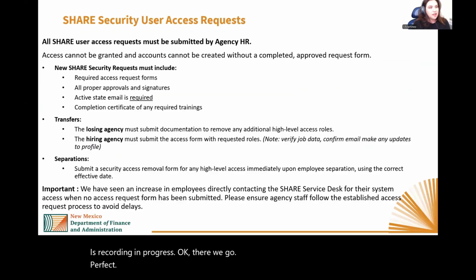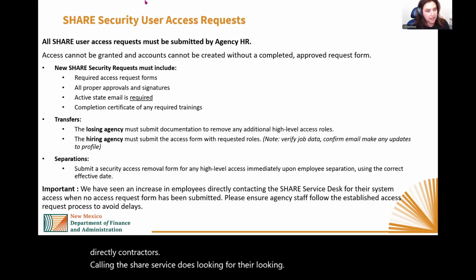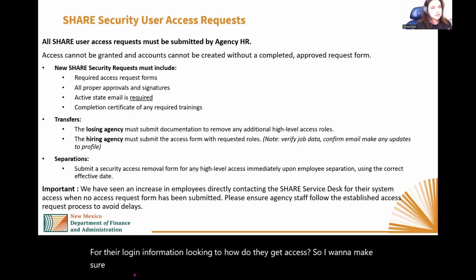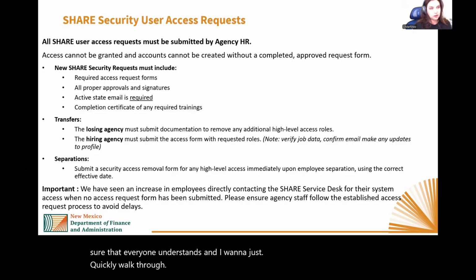Perfect. The next thing I'm going to talk about is share security user access. Our help desk ladies have seen a huge increase in employees directly calling the share service desk, looking for their login information and how to get access. I want to make sure HR is following these steps, because a lot of employees are saying, "Oh, HR told me to contact you," and they're confused about the process.